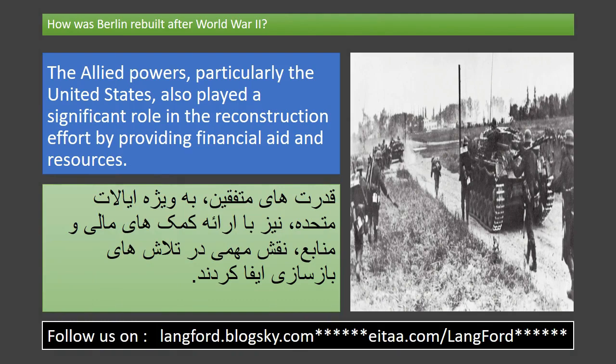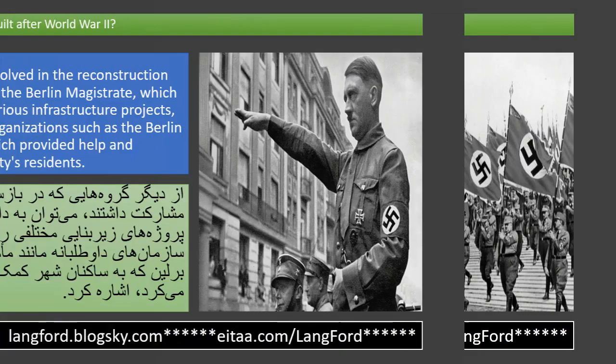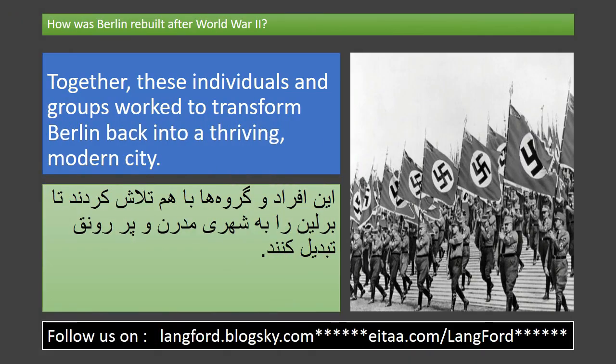The Allied powers, particularly the United States, also played a significant role in the reconstruction effort by providing financial aid and resources. Other groups involved in the reconstruction of Berlin include the Berlin Magistrate, which implemented various infrastructure projects, and voluntary organizations such as the Berlin City Mission, which provided help and support to the city's residents. Together, these individuals and groups worked to transform Berlin back into a thriving, modern city.